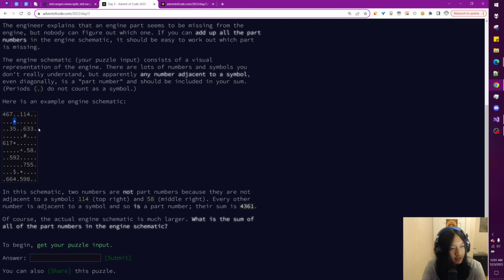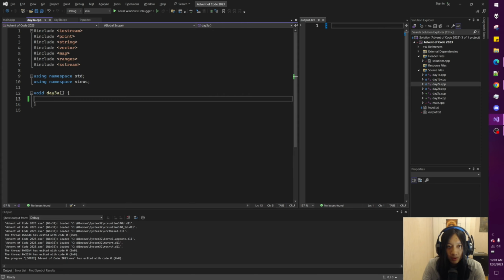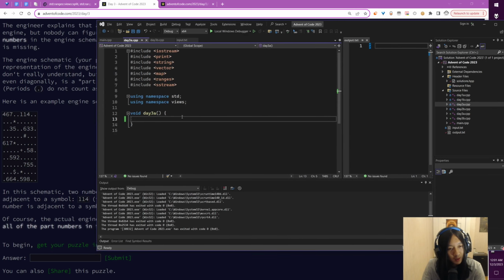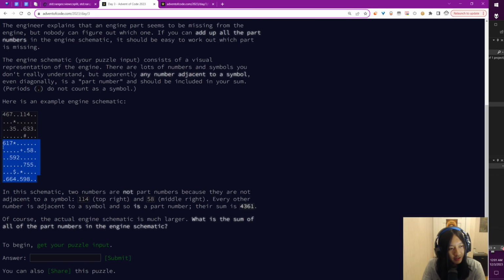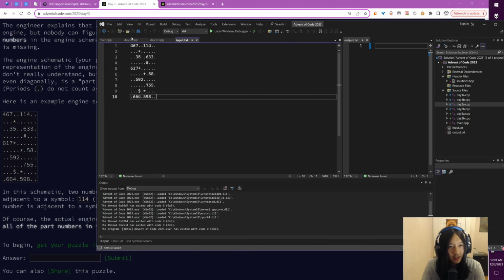Okay, so our definition of symbol is going to be anything that's not a dot. Acceptable. But how can we do this in a nice way? I'm not sure what's going to happen. We're just going to see.